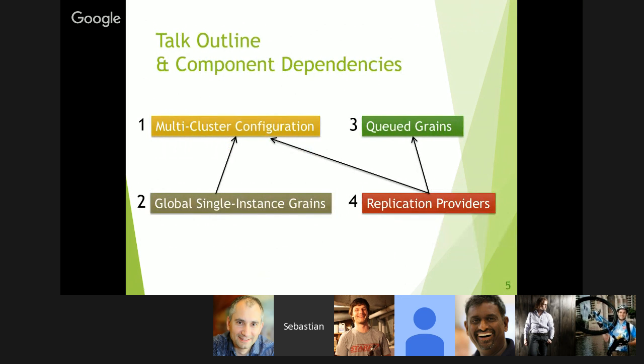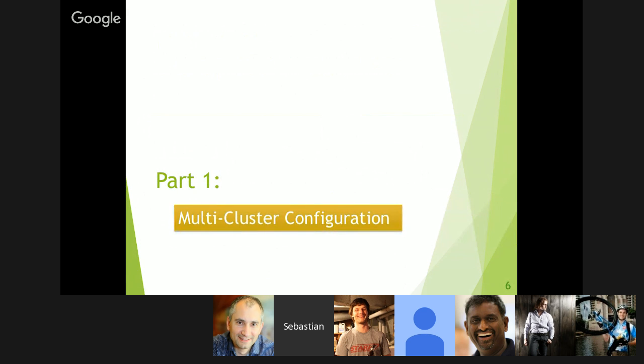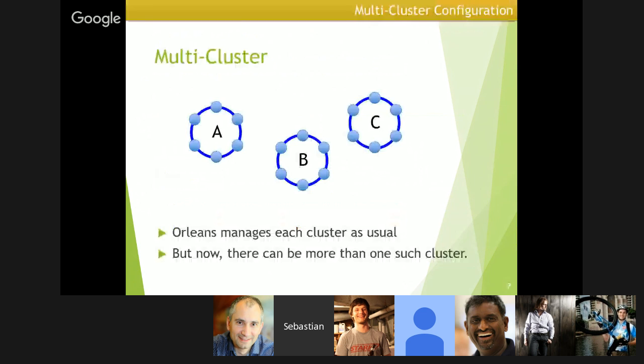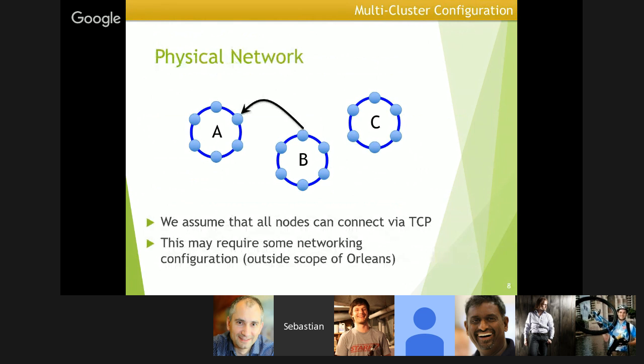By the way, here are the dependencies of the various pieces. So let's start with the multi-cluster configuration. So the idea is pretty simple to start with. So we have multiple clusters. Each cluster is managed exactly as it was before, but now we have more than one. And the first thing we do is we assume that these nodes can connect. So we're not in the business of building network components. So you have to set up your system in a way that it can actually talk to each other. This is outside our scope.